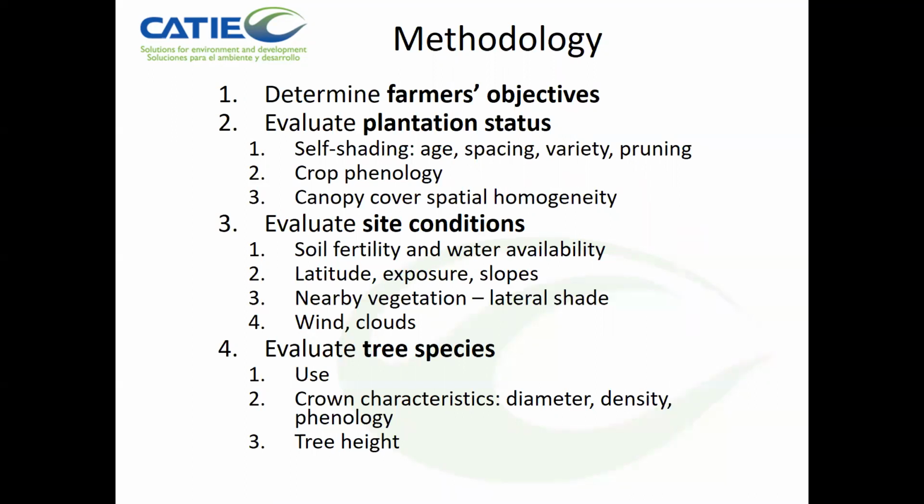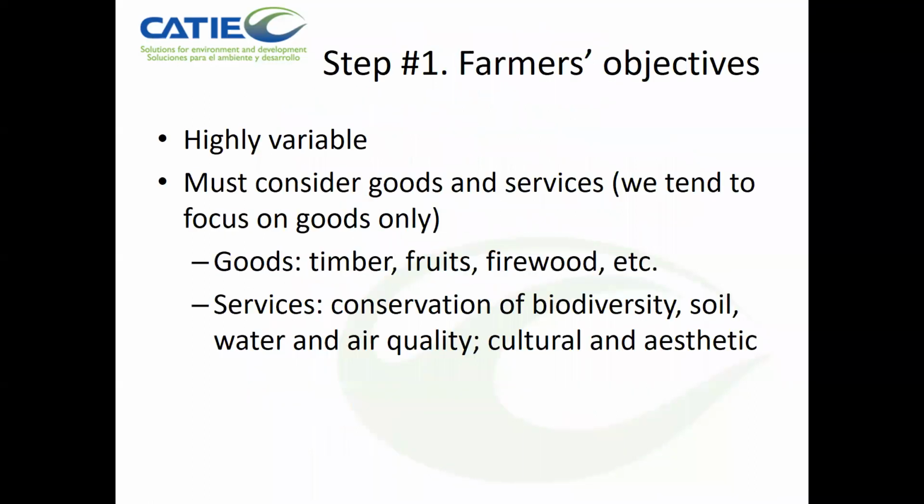And only as a 4th step, you start looking at the shade trees. And again, in the shade trees themselves, there are a number of things that you will have to check. You have to see the value of it, why farmers have it, what are the characteristics of the tree or the canopy, the phenology, the size of the tree, and so on. So in what follows, I will go a little bit one by one through these steps.